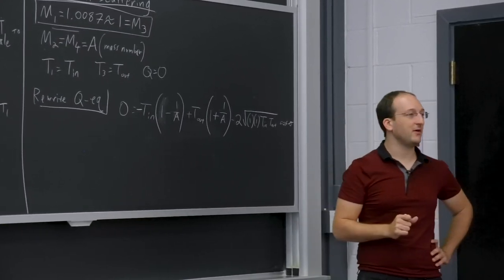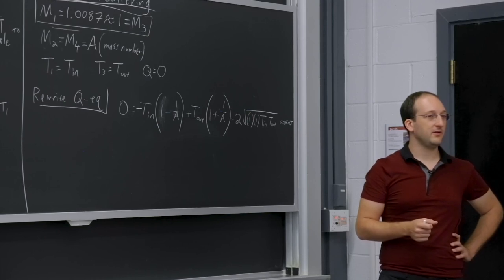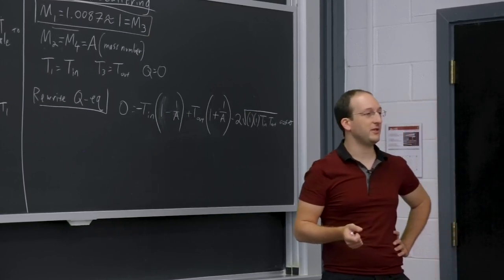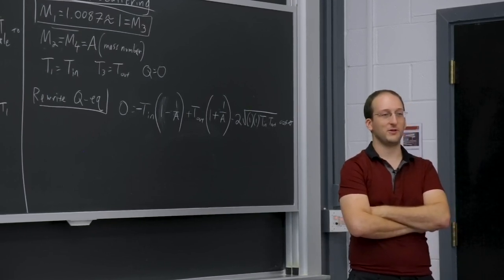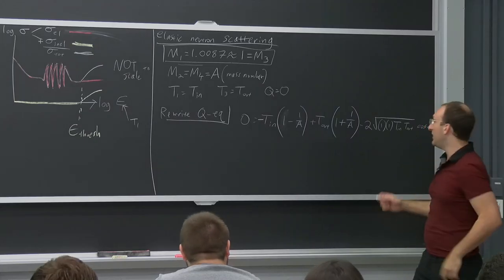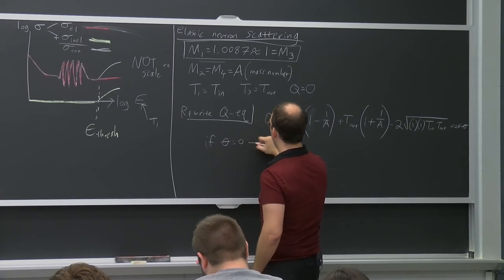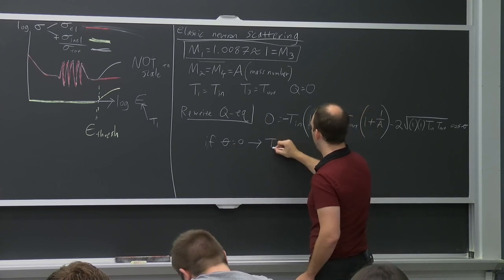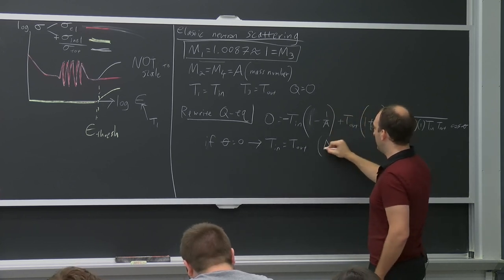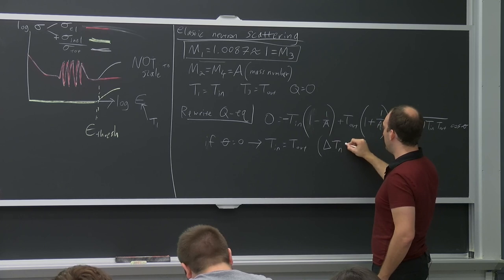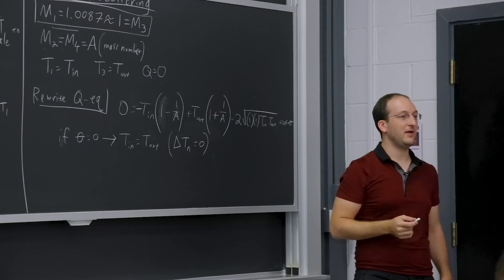And so now we want to start asking, what is the maximum and minimum energy that the neutron can lose? So let's start with the easy one. What is the minimum amount of energy that the neutron could lose? Anyone? I hear some whispers. Zero. If theta equals 0, then T in will equal T out. And that way, delta T neutron could equal 0. So a neutron can lose at least none of its energy in an elastic collision.